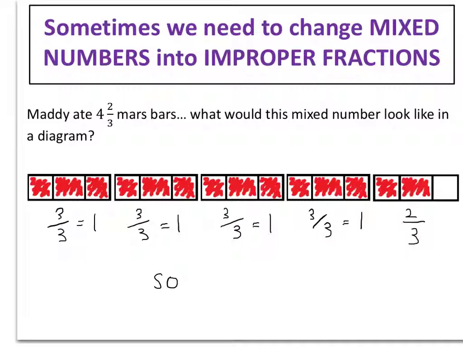So we could say that instead of Maddie eating 4 2/3 of a Mars bar, she's actually eaten 14/3 of a Mars bar. And we can see that by adding up all of these thirds, and then finally this 2 at the end.